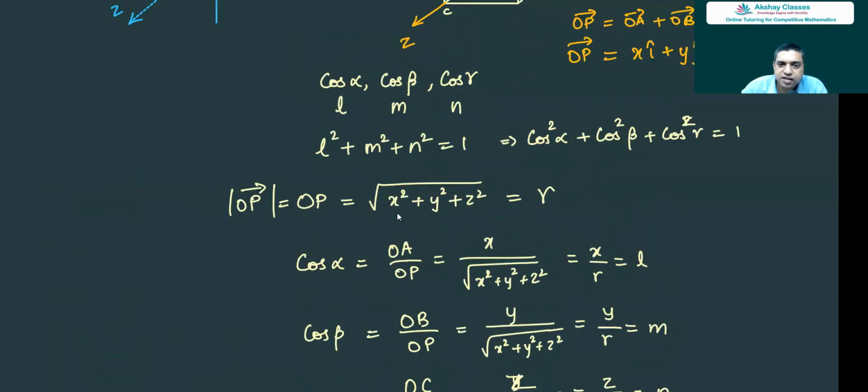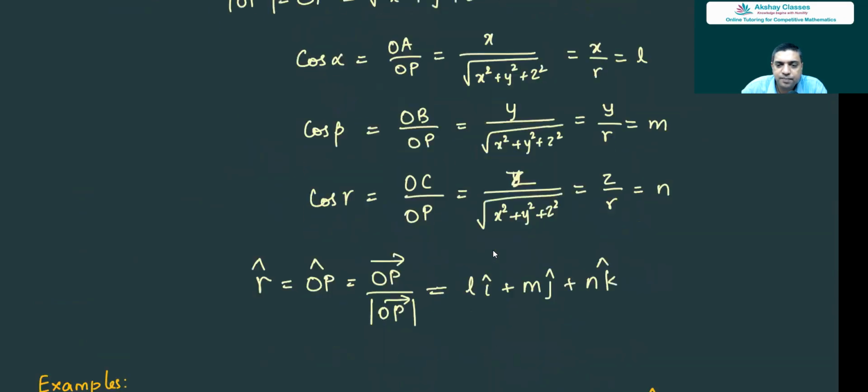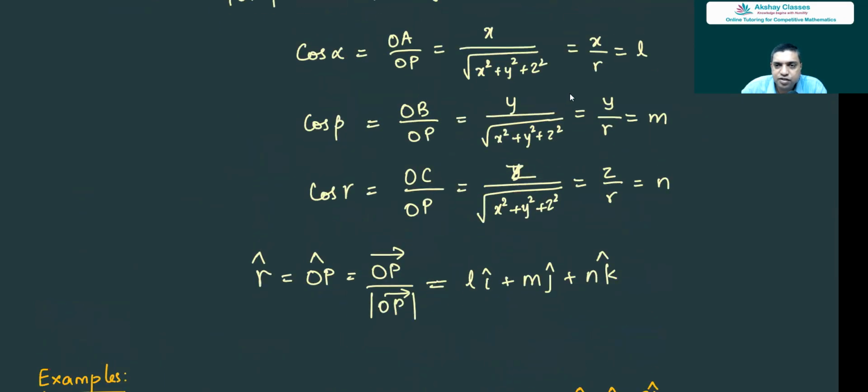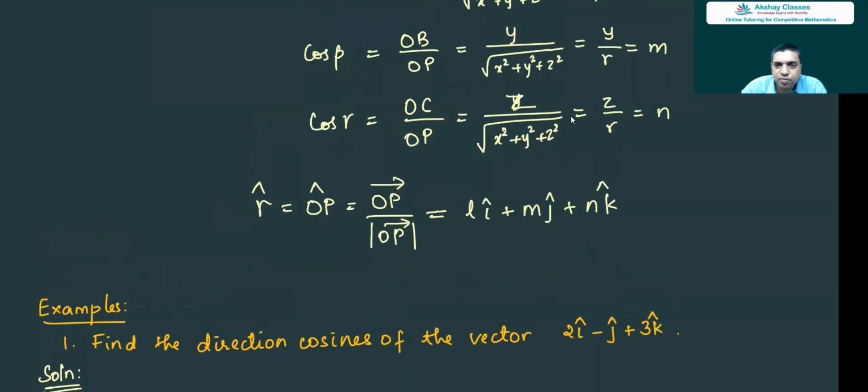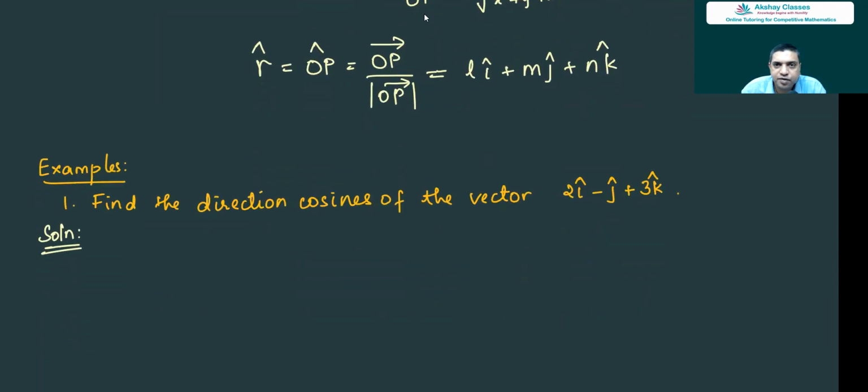What are direction cosines? Cos alpha, cos beta, cos gamma. x upon under root of x square plus y square plus z square, y upon under root of x square plus y square plus z square, and z upon under root of x square plus y square plus z square. So please calculate this. Give your answers.